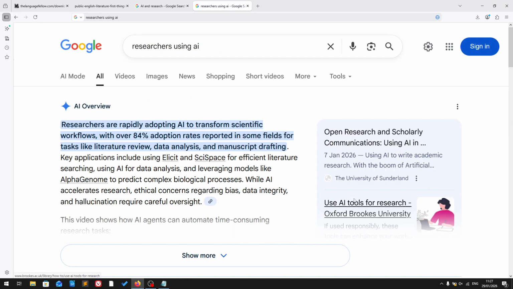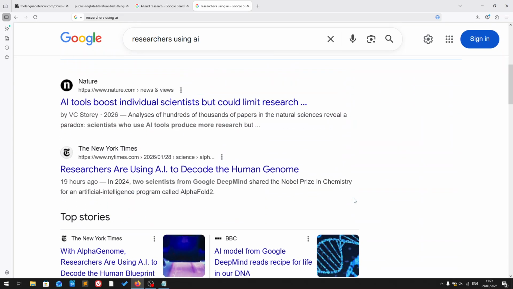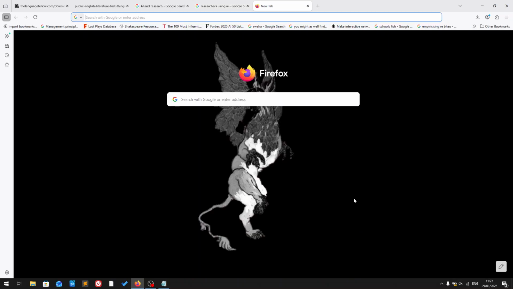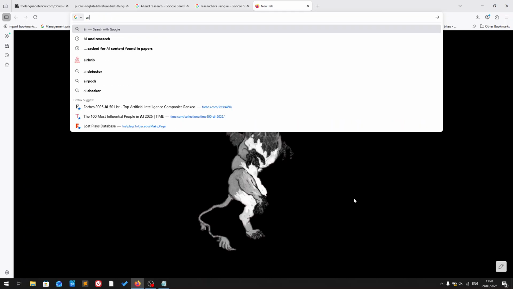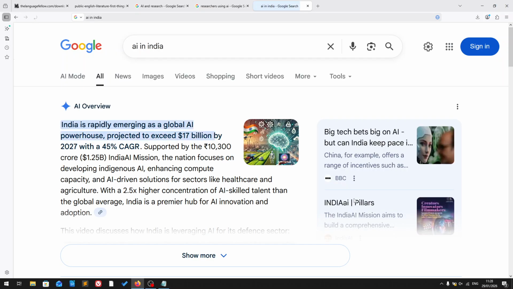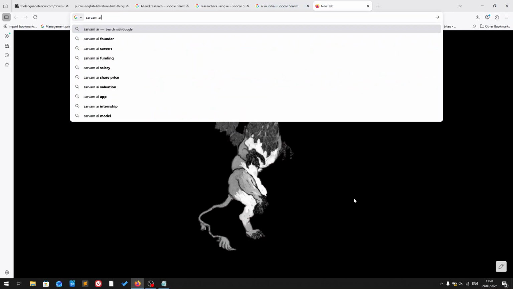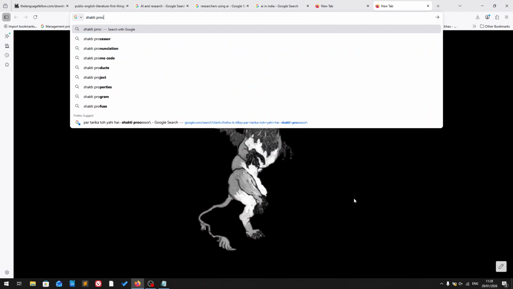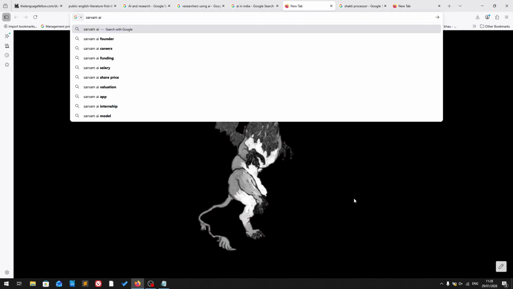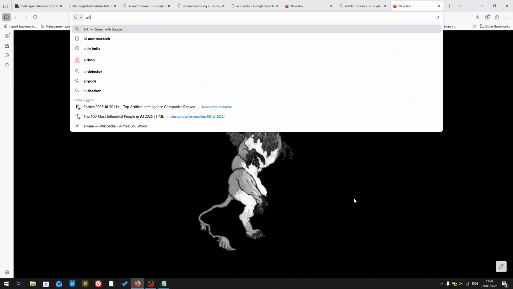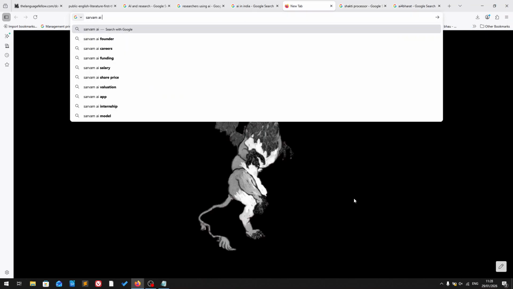And we will focus on English literature, UGC NET, and so on. So you could talk about, for example, AI researchers or AI in India. I've already talked about Sarvam AI. I've already talked about Shakti processor. I've already talked about AI for Bharat.